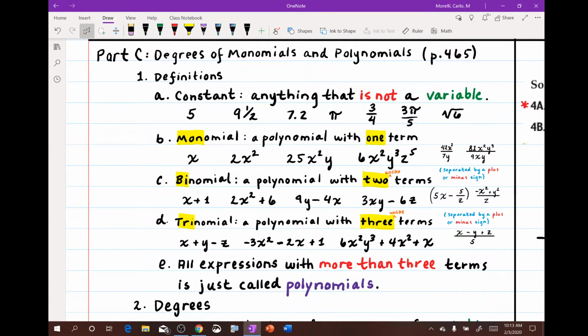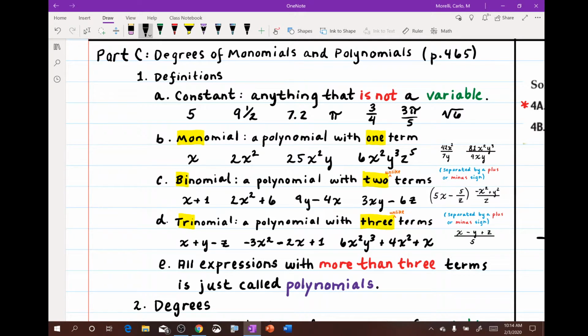Okay, now, active listening. Pay attention. A constant is anything that is not a variable. In other words, anything that's a number or anything that represents a number like pi. I've just listed a bunch of examples there: 5, 9.5, 7.2, pi, 3/4, 3 pi over 5, and the square root of 6. Okay, those are all constants, meaning whatever happens to the problem, those don't change. If they're by themselves, they don't change.